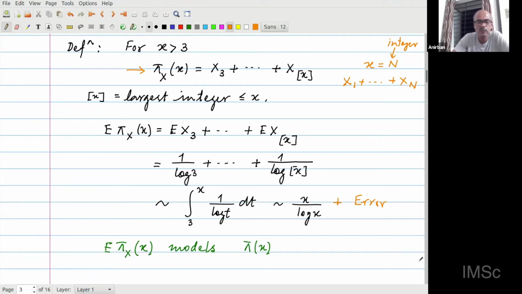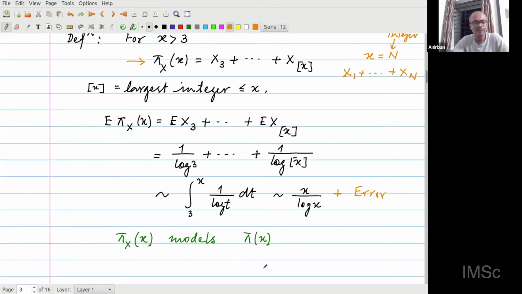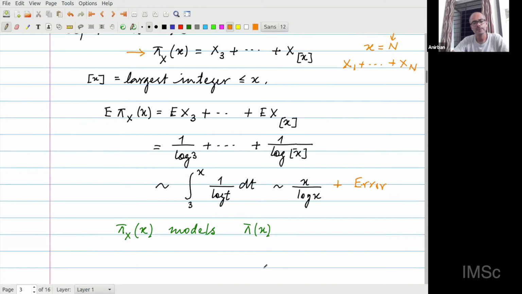As long as we are looking at behavior when x is large, what we see is that this expectation of pi x is what we get from prime numbers. Or in other words, not this expectation, just this random variable. So this random variable models pi x. It has similar behavior. So we have a random model for the number of primes.